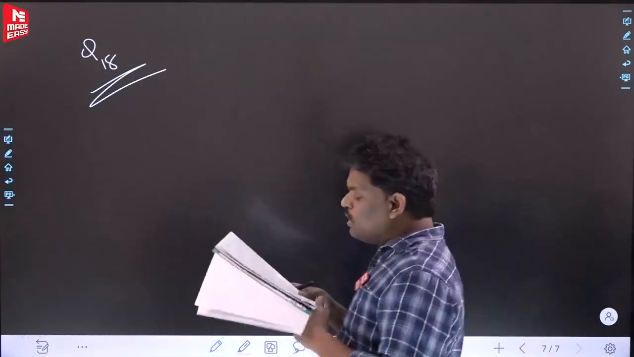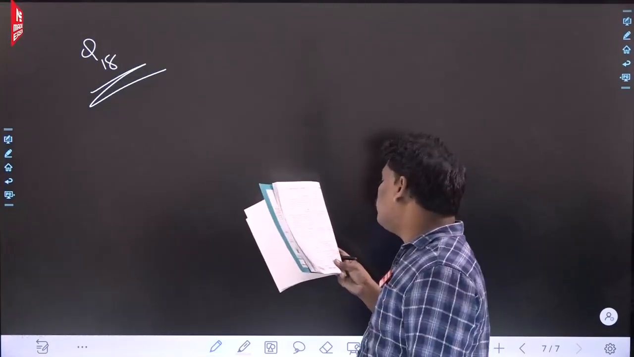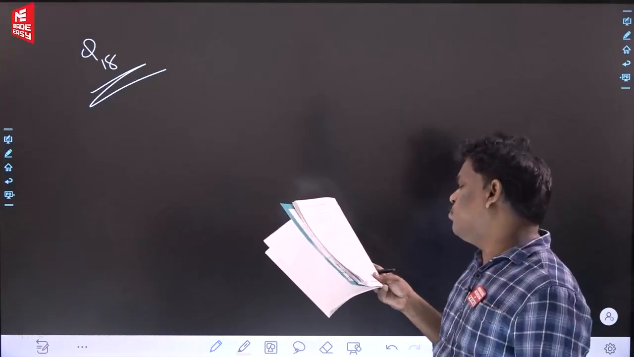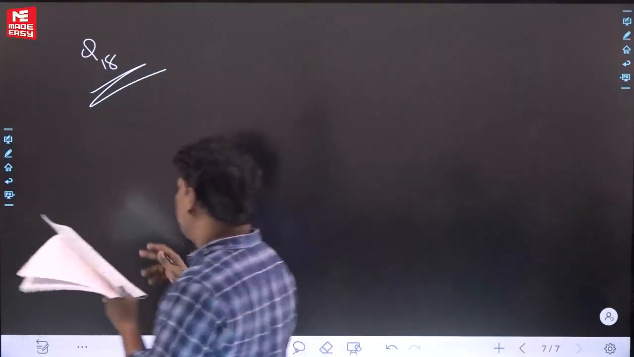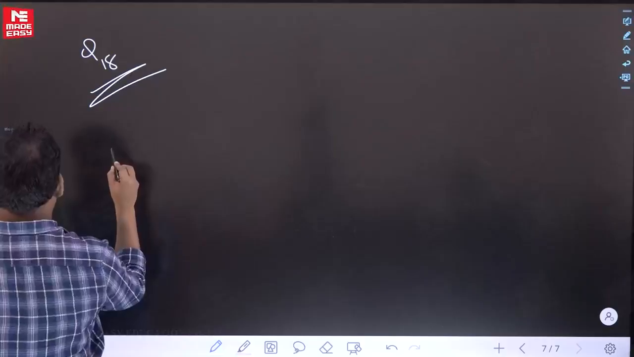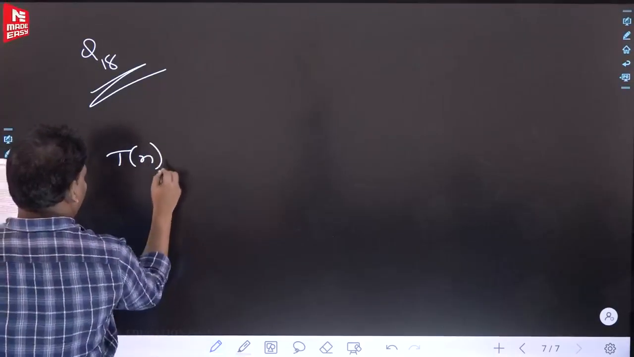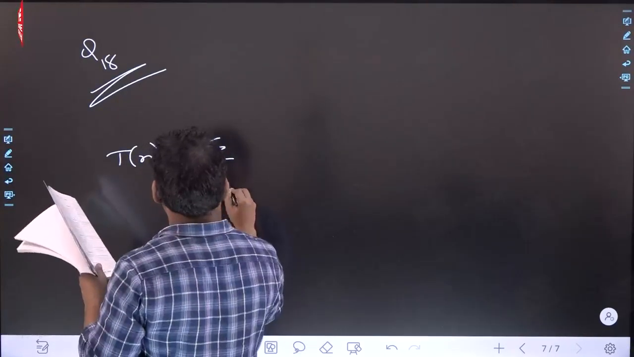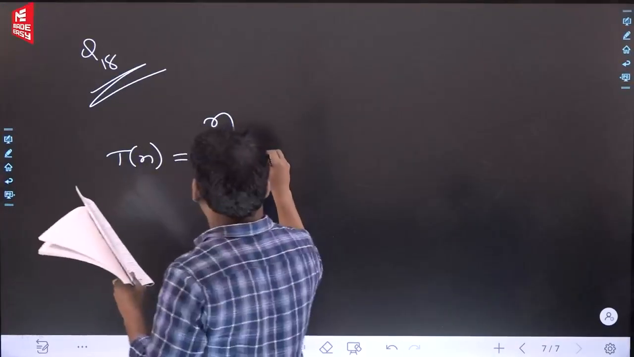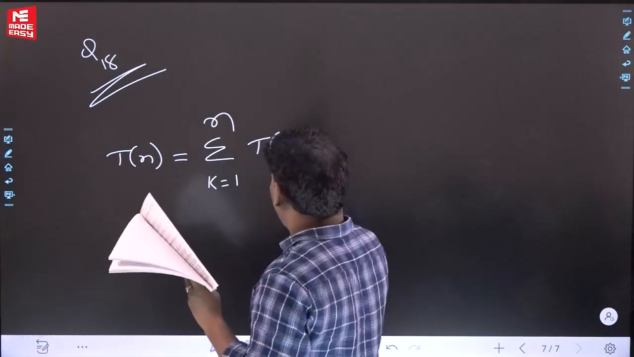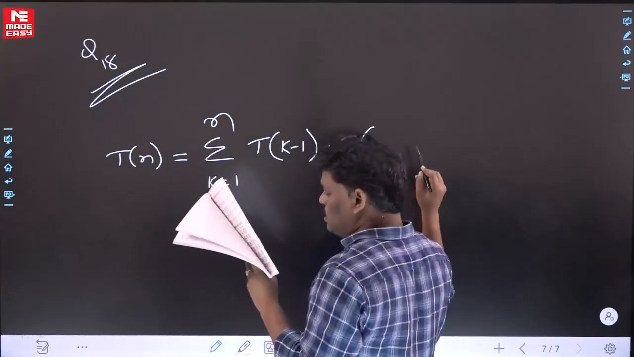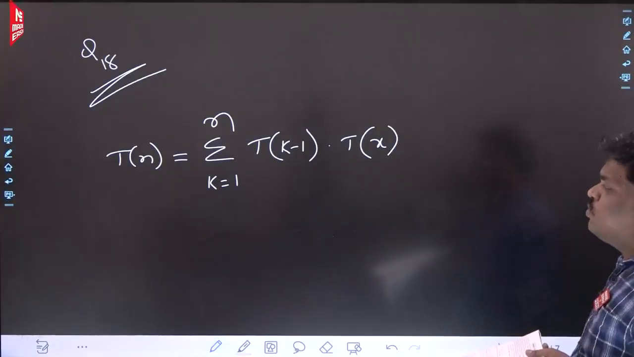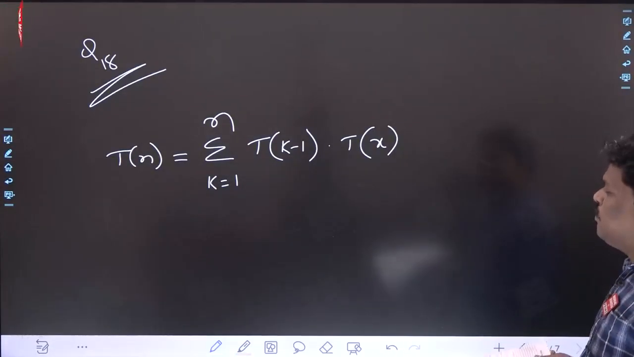To find out the number of binary search trees, there is one formula. That formula is given. In that formula something is missing, right? That one we have to find out. How to do that? Carefully listen. Number of binary search trees Tn is equal to sigma k equals 1 to n, number of binary search trees k minus 1, number of binary search trees with x. This is the formula. Tn is equal to sigma k equals 1 to n, T of k minus 1 into T of x, right?